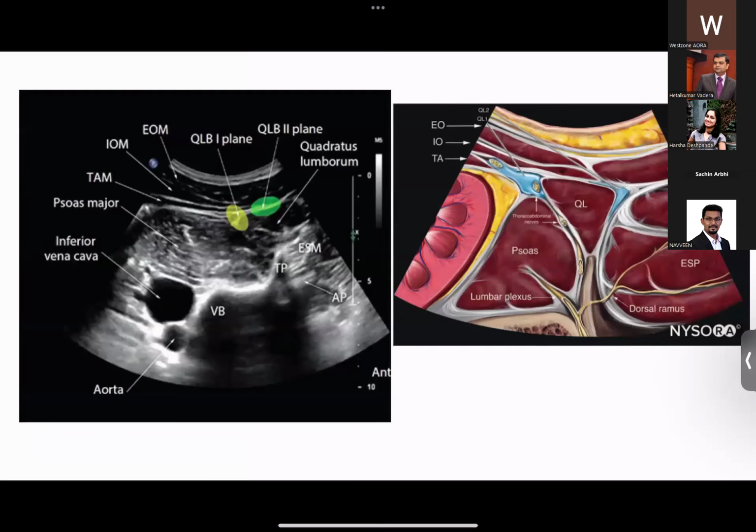So here we can see in the right image the QL muscle, its posterior boundary. The drug would be deposited between the QL and the erector spinae muscle. And on the left side, we can see the ultrasound image, and the point of injection would be highlighted in green.